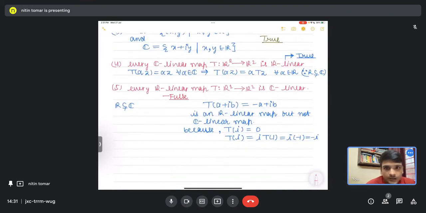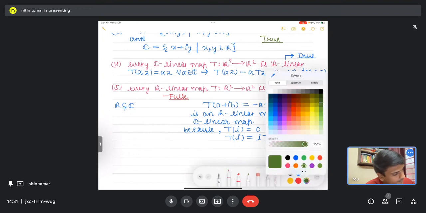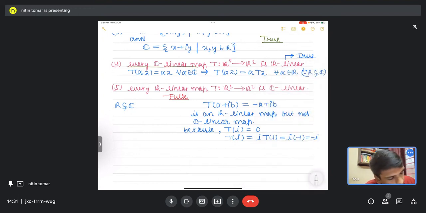Now the fourth question is a general statement that I have written down: every C linear map T from R2 to R2 is R linear. If it is a C linear map, which means you can pull out the scalars for all of the complex plane, then in particular, R is a subset of C, so you can do that for the real line also. Hence every C linear map is an R linear map.